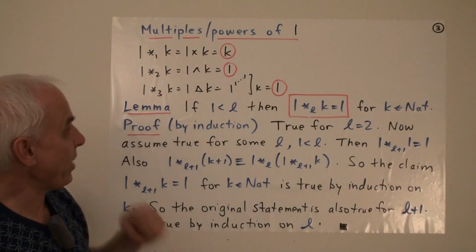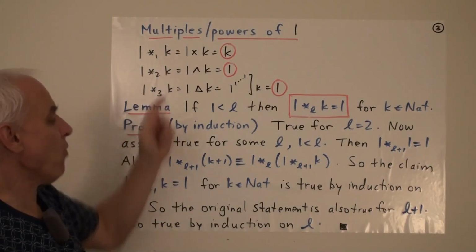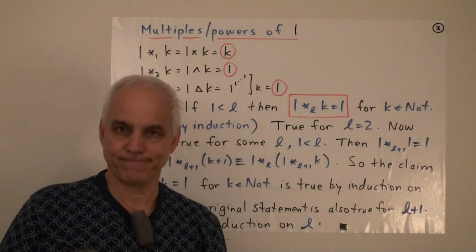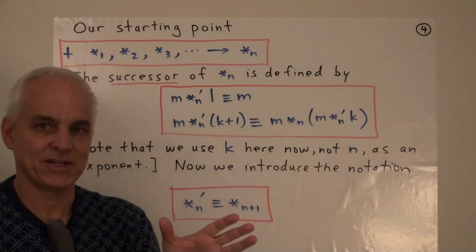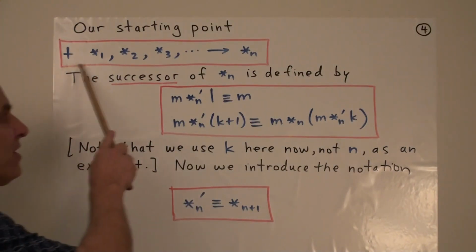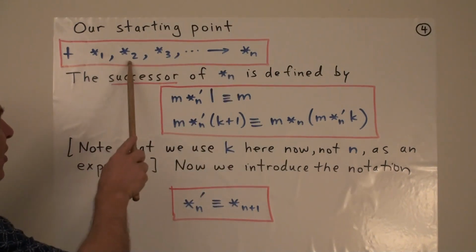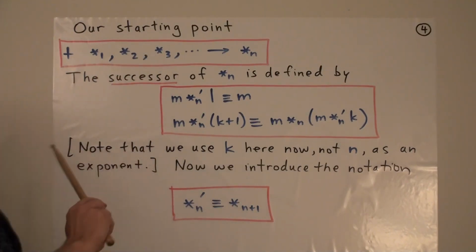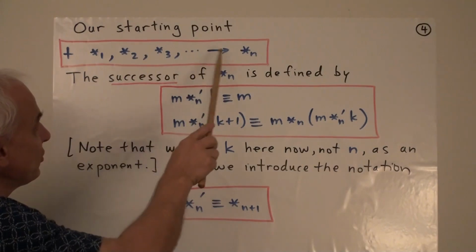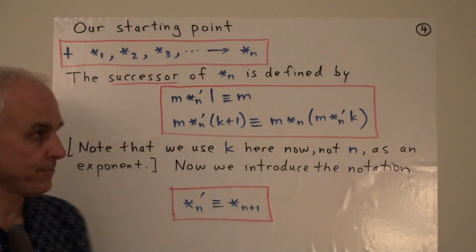So this is just pinning down what happens to powers, or in fact multiples of 1, for any of our star sub k operations. All right, so let's build up this successor limit hierarchy. Let's begin. We've started with this basic sequence of operations, star 1, star 2, star 3, which ultimately came from addition by successor. And then we use this sequence to generate this star infinity, what we're calling star n.